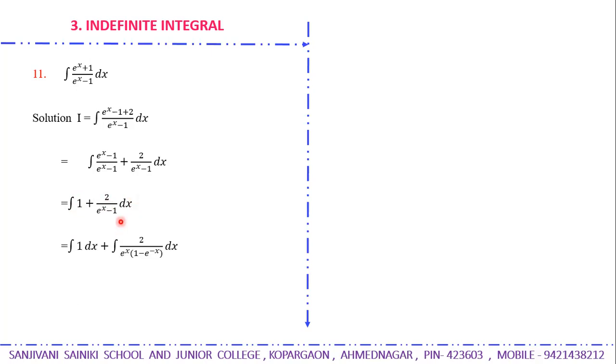Here we will adjust one term: multiply and divide by e raised to minus x. So you will get e raised to minus x upon 1 minus e raised to minus x. If you take the derivative of the denominator, you will get e raised to minus x. So this integral is in the form of f dash of x upon f of x, so its integral is log of f of x.